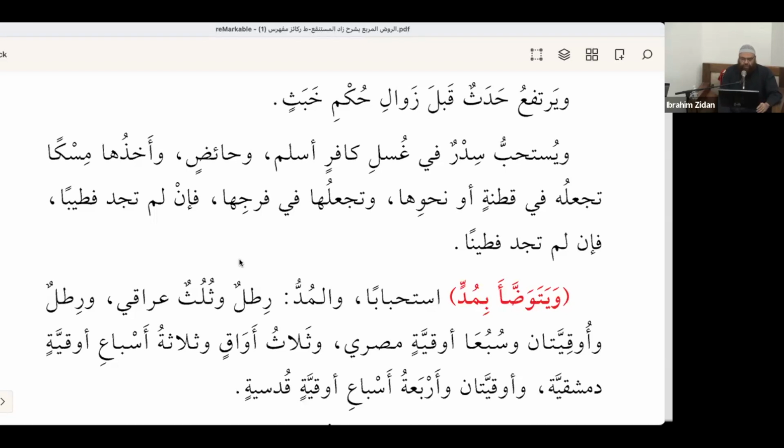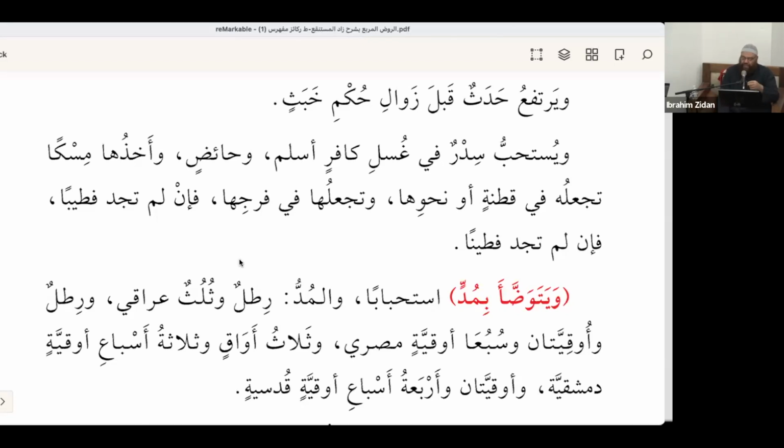وحائض, and the same thing for the woman in the ghusl of the menses, after she finishes the menses, is that she uses either sidr or again shampoos, soaps, so that she would have a pleasant smell. And more for the حائض.